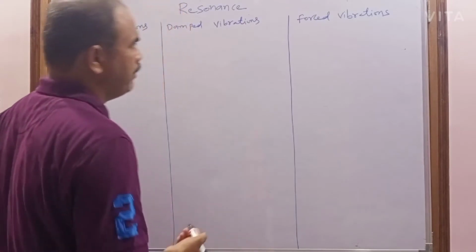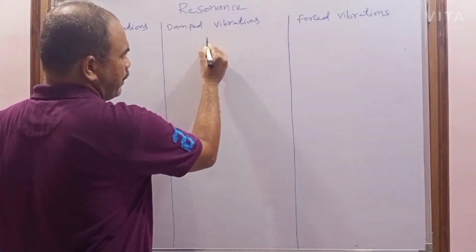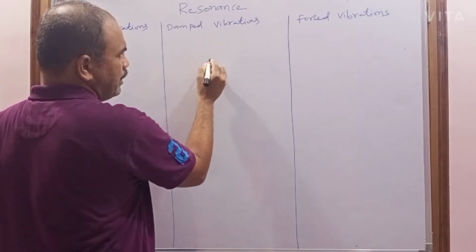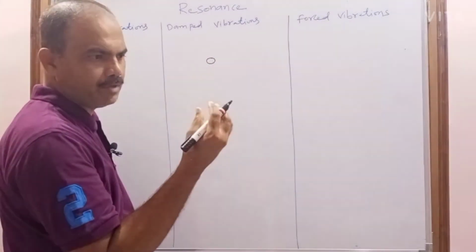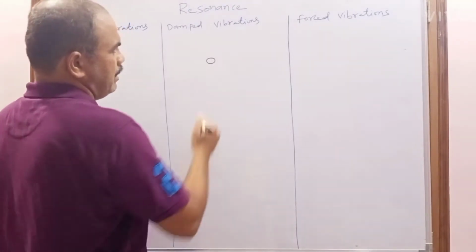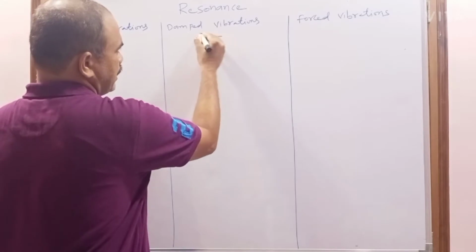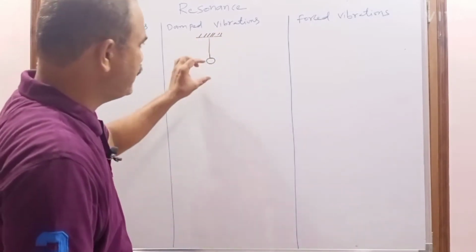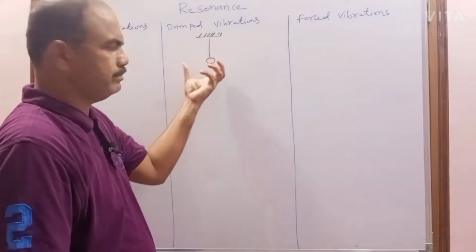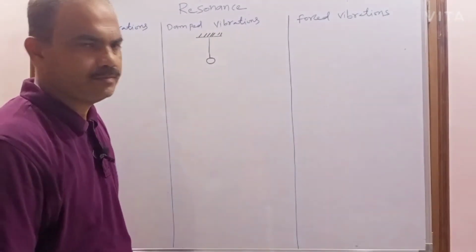To explain damped vibrations, I am taking a simple pendulum. What is a simple pendulum? A simple pendulum is nothing but a metal bob. A bob is a metal sphere. When it is suspended with the help of a thread from a ceiling, that is a simple pendulum, suspended from a rigid support.